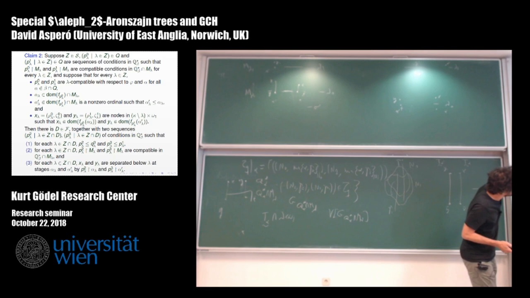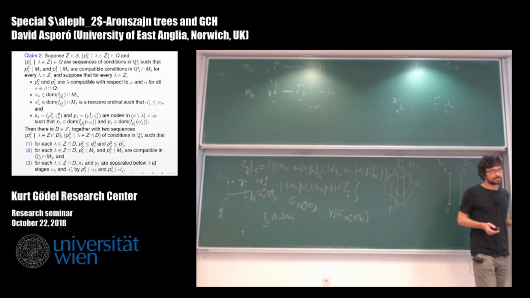And here's essentially the same argument. Okay. You shouldn't specialize a tree if it's not Aronszajn. Yes, exactly. You better not try to specialize.